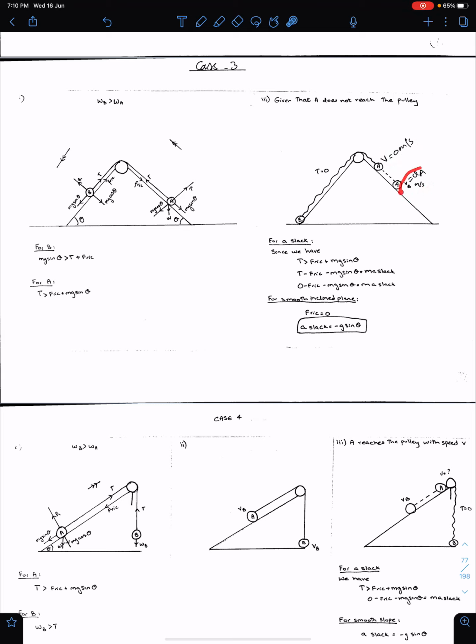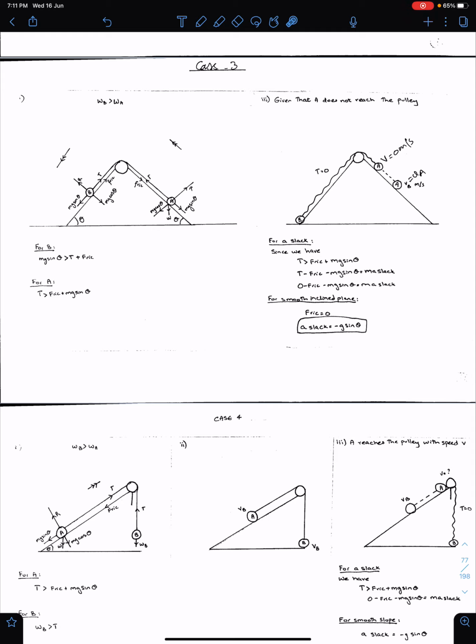Initial speed is VB. Now we need the acceleration for this motion when this string becomes slack. For that we need to use this inequality: T greater than friction plus mg sin theta. You need to bring both on the left side and use mass times acceleration. Since the string becomes slack, T must be 0. So you can get the acceleration from this equation. So you will use this equation for A slack.